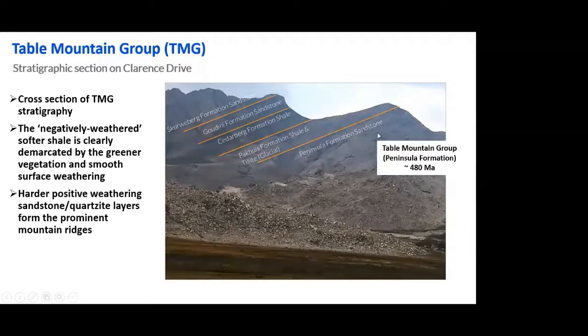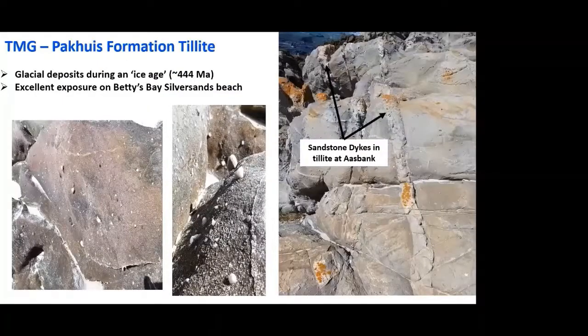The Peninsula Formation, very clearly high ground, as the Skurweberg as well, up here, forming the tops of the mountains. The Pakhuis is a tillite, a glacial formation, which we'll have a look at in just a moment. So this is very clear. You can see very easily the stratigraphy in the area. This is the glacial deposit, the diamictite or tillite, the Pakhuis, and this is also potentially a place that we were going to go on the field trip.